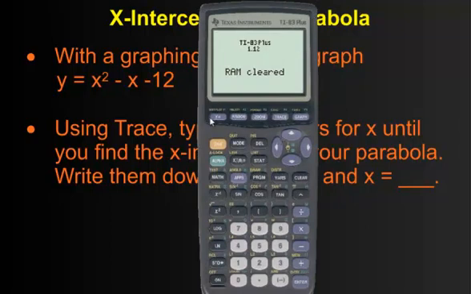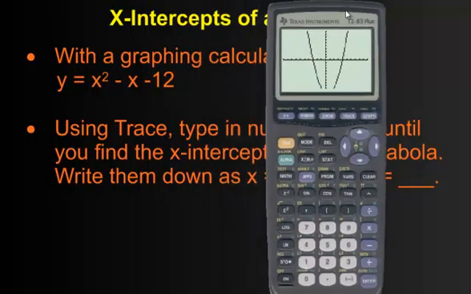Okay, push y equals. Go to x squared. Remember, there's the x button. X squared minus x minus 12. Then we're going to hit graph. There it is. It's not perfectly on the screen, but it's close.